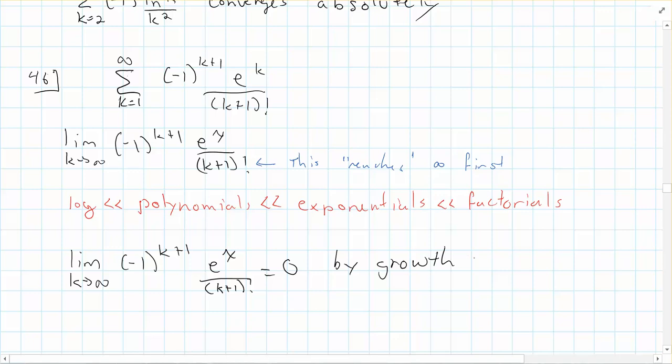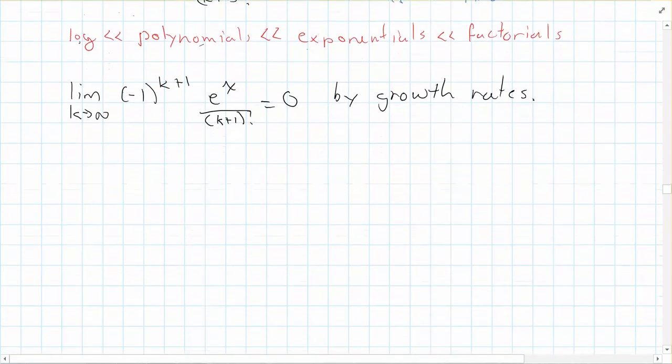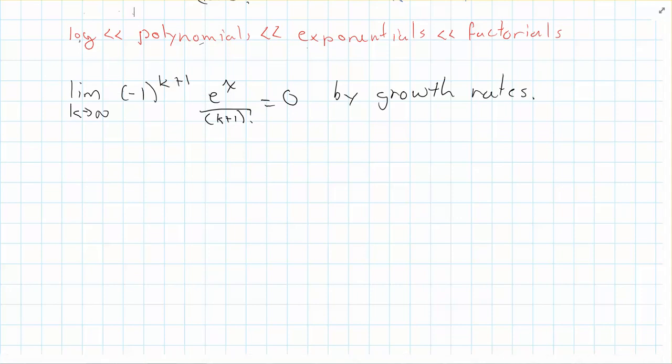So you need to give some kind of explanation. If you just say it's equal to 0, I'm going to say, well, how do you know that? Why is that obvious? It's obvious by growth rates because of this little line here. So you should write down this red line here, and then you can say, oh, well, that goes to 0 because of growth rates. All right, but then we have to determine if it's absolute or conditional convergence.